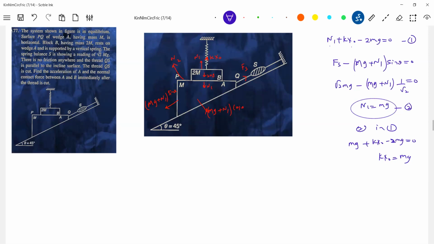Okay, fine. So what is the status? The spring is elongated. It's a simple idea, whether the spring is elongated or compressed. You assume any one and get into the problem.